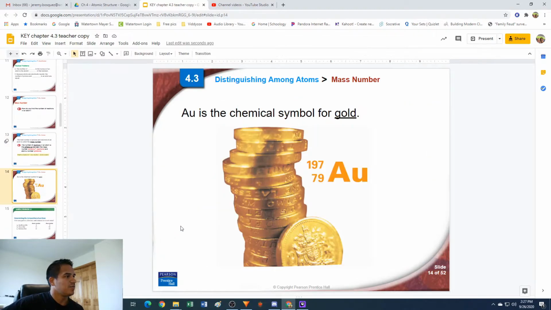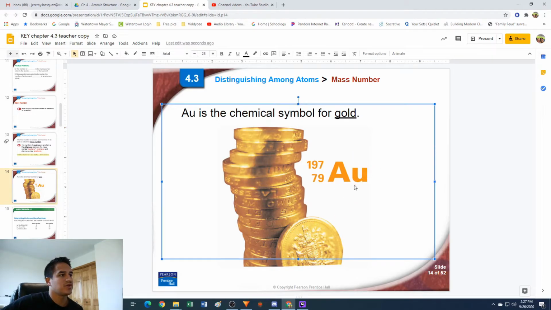So now one way that we will write the notation for atoms is something that looks like this. Okay, now this is what we call isotope notation. That's what this is. Basically what we do is we have a chemical symbol. Let me see if I can insert another text box. That might make this easier.